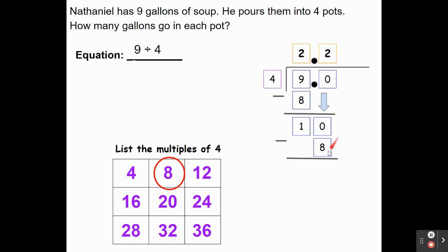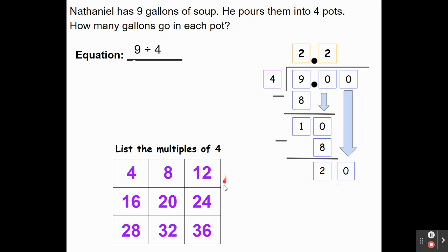We know that 10 minus 8 is 2. We still have a remainder, so we're going to repeat that step. In the hundredths place, there's nothing there, so we can place a 0. Now we can bring down the 0 that's in the hundredths place to rewrite 2 tenths as 20 hundredths. So we have 20 hundredths here.